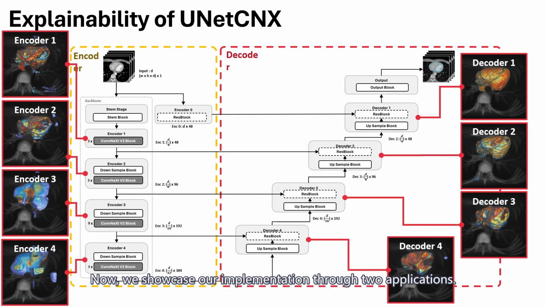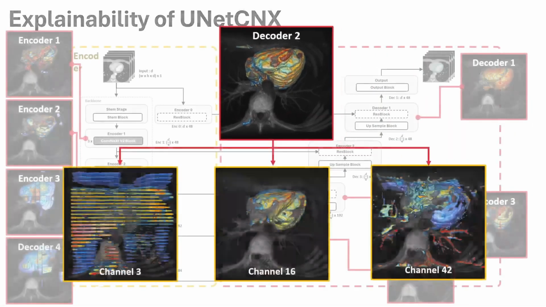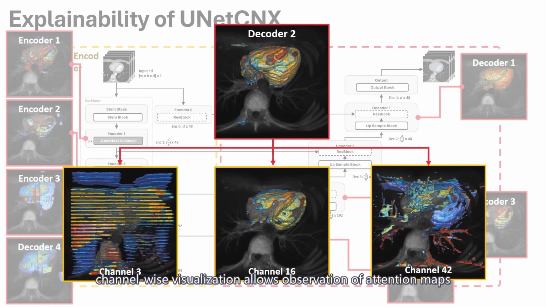Now we showcase our implementation through two applications. The first demonstrates how to interpret the UNet-CNX model. Using layer-wise visualization, users can observe how attention regions shift across layers during inference, offering intuitive insights into the model's segmentation behavior. Furthermore, channel-wise visualization allows observation of attention maps for different channels within the same layer.